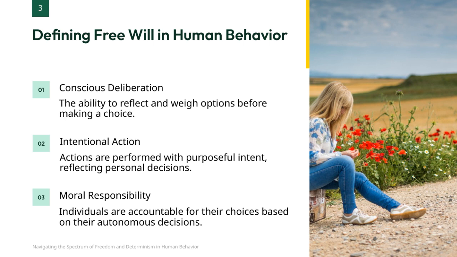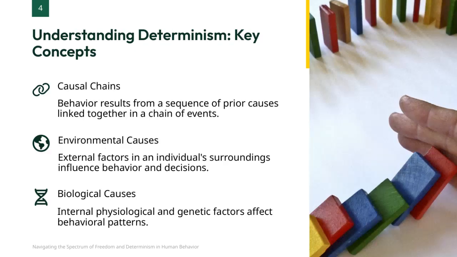The accompanying image of a young woman pausing thoughtfully in a beautiful field symbolizes this moment of reflection and decision-making. On this slide, we're focusing on three key concepts to help us understand determinism. First, causal chains. This means that behavior is the result of a series of prior causes, linked together like a chain of events. Essentially, every action can be traced back through a sequence of influences.